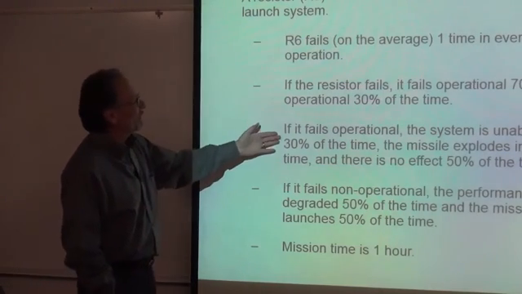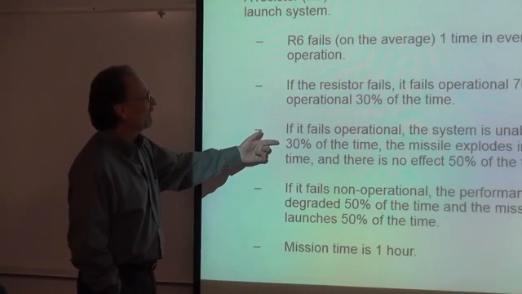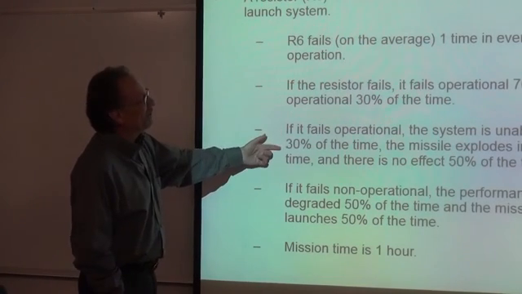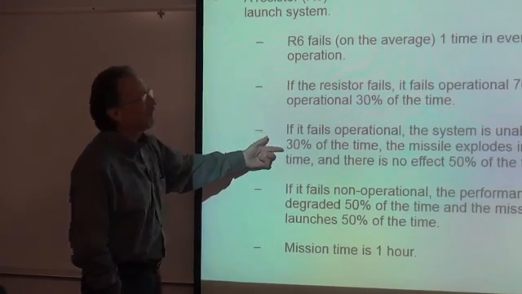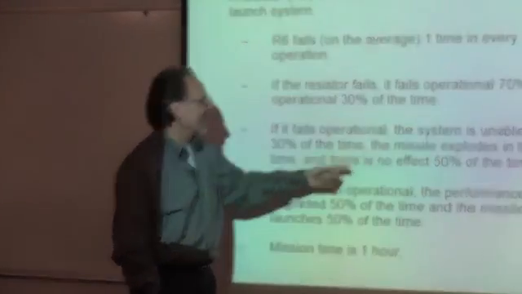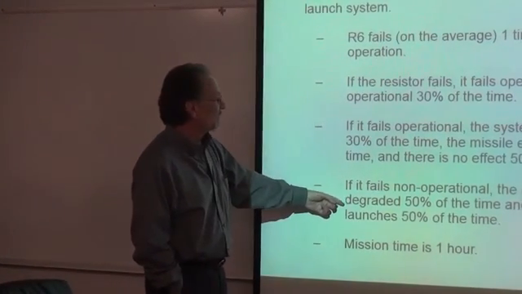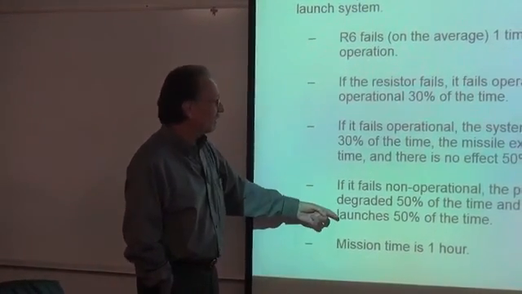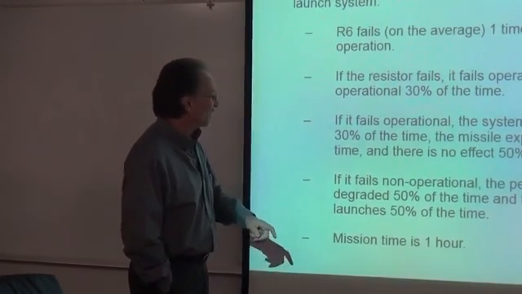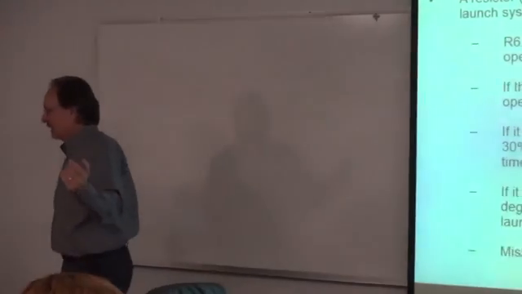Okay, so now if it fails operational, it is unable to launch a missile 30% of the time. It explodes in the tube 20% of the time, and there's no effect 50% of the time. Okay, so that's the bad part, I think. And if it fails not operational, the performance of the missile is degraded 50%, and it inadvertently launches 50%. So a lot of bad stuff can happen if that resistor fails. Okay? And the mission time is 1 hour. We're just going to assume mission time is 1 hour.